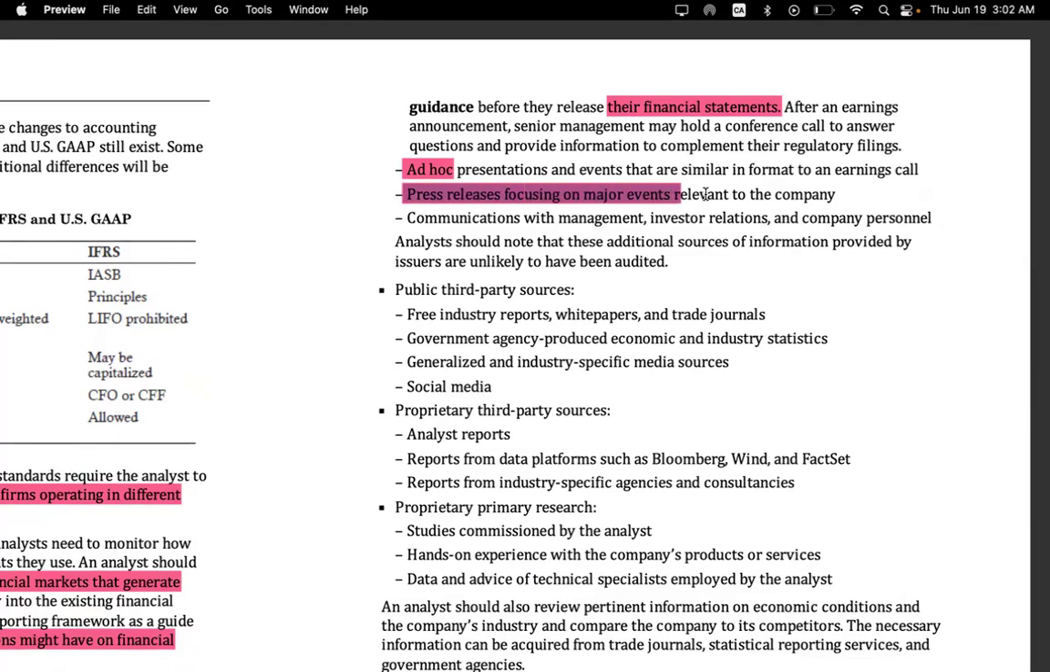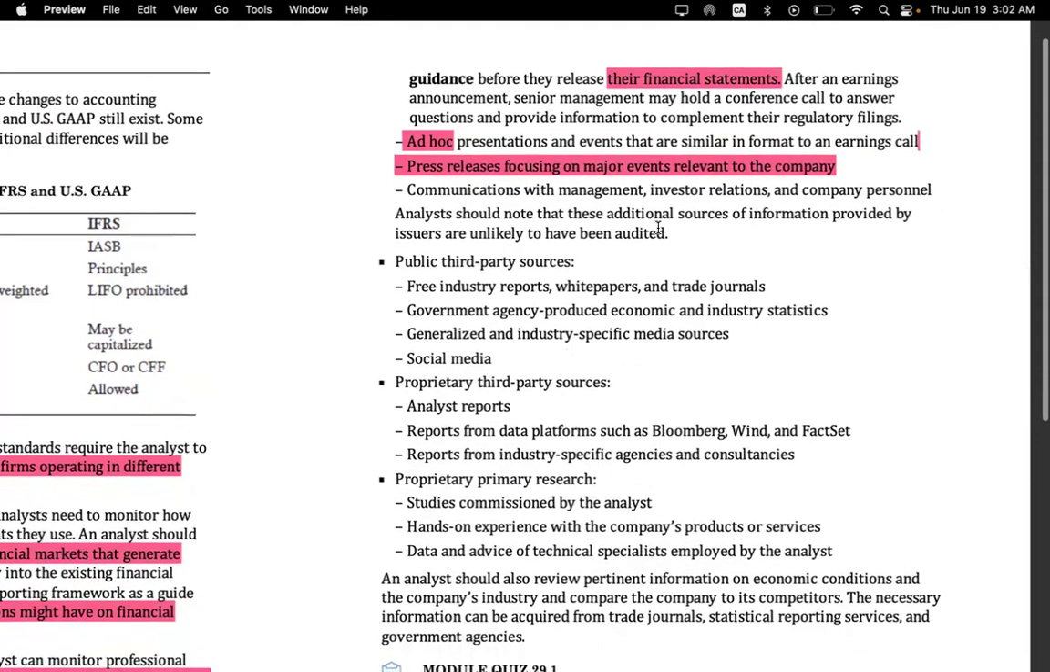Press releases, communications with management, investor relations, company personnel, and should note that these additional sources of information provided by issuers are unlikely to have been audited. This is the main point from an exam perspective.